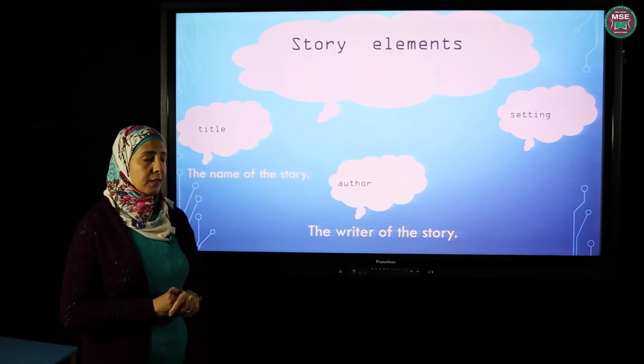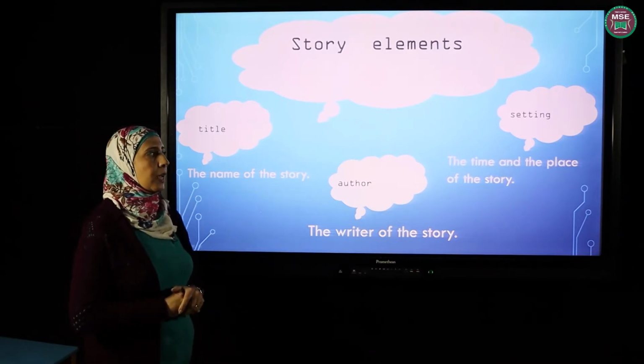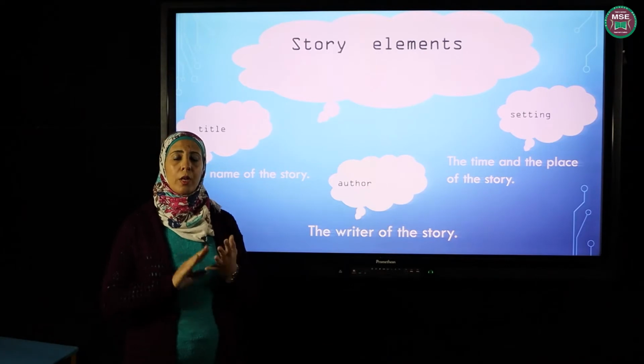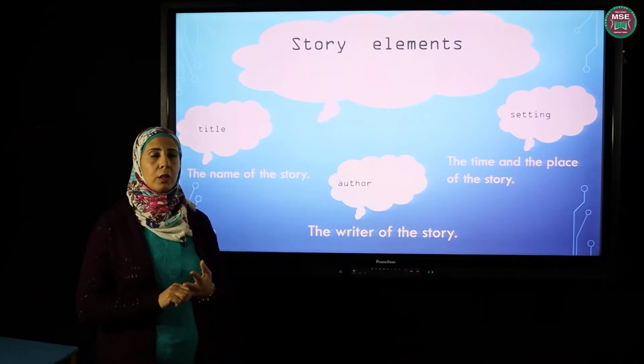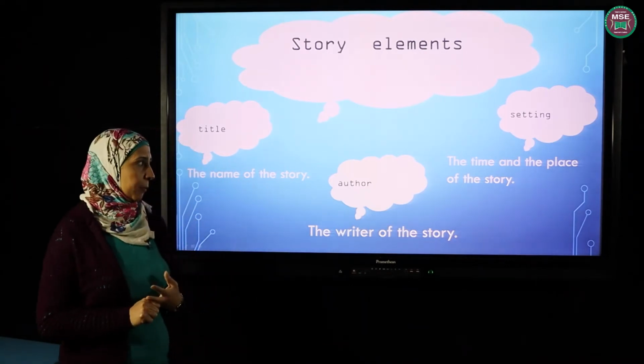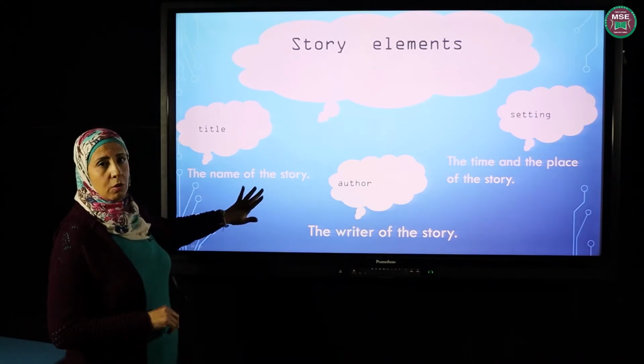Okay, then we have the setting. What does it mean, the setting? It means the place and the time of the story. Where did the story happen and when did it happen? Okay, these are the elements.